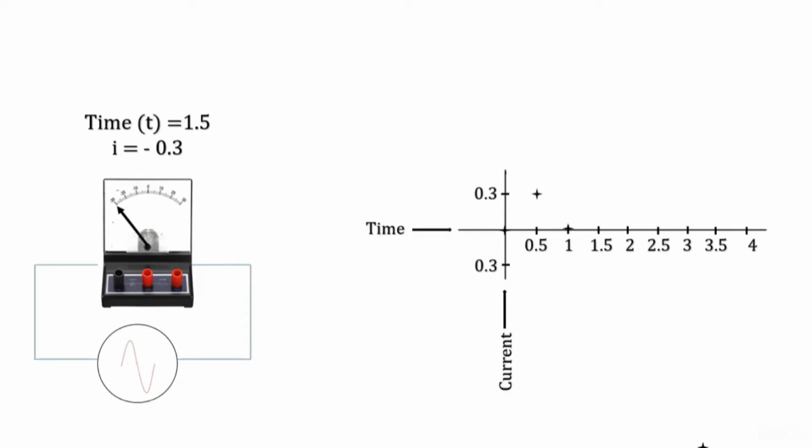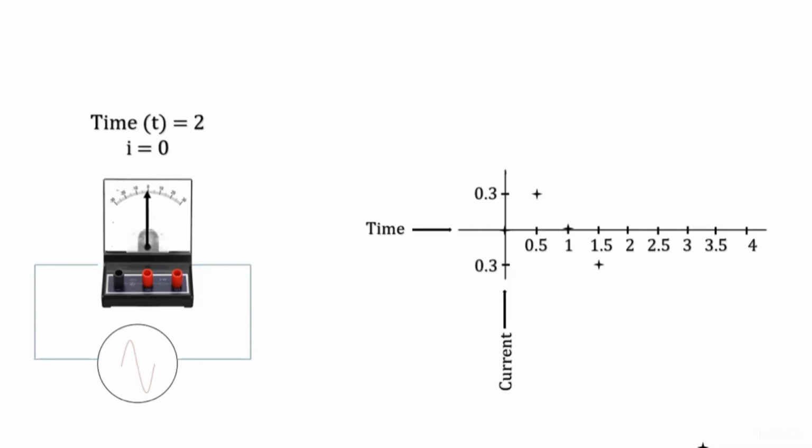Similarly, the needle will deflect to the left as shown here, up to minus 0.3 milliamps. Time taken for this is 0.5 seconds. The total time taken is 1.5 seconds from the start. So, mark a point at I equals minus 0.3 and t equals 1.5 in the graph. After this, the needle returns to 0 again. Here the needle completed 1 complete cycle.